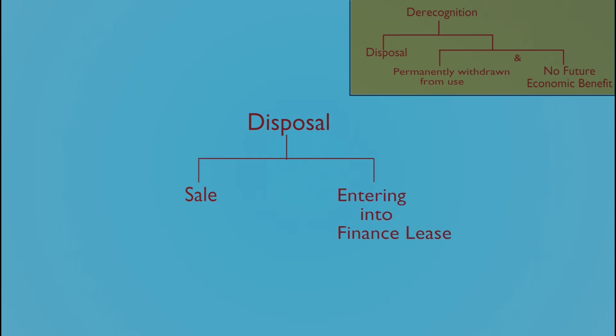Here, let's try to understand disposal. The disposal can be achieved by sale or by entering into finance lease. The difference between the carrying amount of investment property and net proceeds received by performing sales or by entering into finance lease will be debited or credited into P&L account.